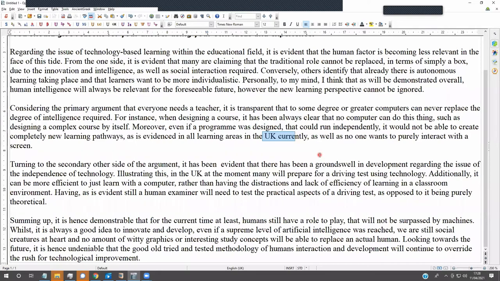Additionally, it can be more efficient to just learn with a computer rather than having distractions and lack of efficiency of learning in a classroom environment. I've got an audience, I'm not focused 100% perhaps as well as I normally would, but it's still possible to make a mistake, even if I'm an honest teacher, for example.